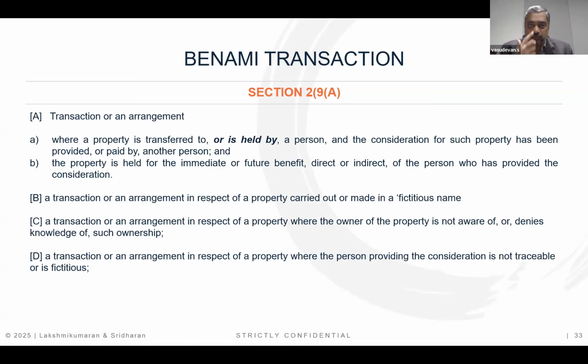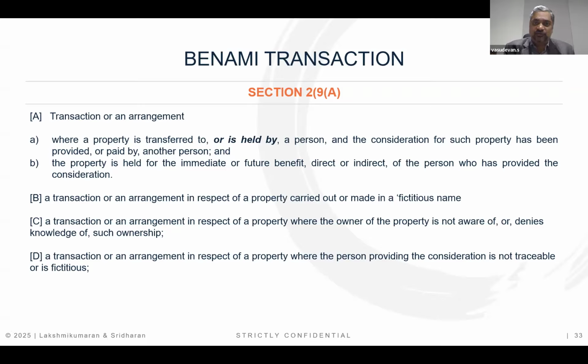So if I am a beneficial owner, I transfer my property to a benamidar, or I effectively get the property transferred by some third party in the name of the benamidar, and the consideration for that is flowing from me. So the benamidar doesn't pay any consideration. I pay the consideration, but I get the property transferred and held by the benamidar. And the second element, which is the addition to the definition, is that the benamidar must be holding the property for the immediate or future benefit of the person providing the consideration. That means the beneficial owner.